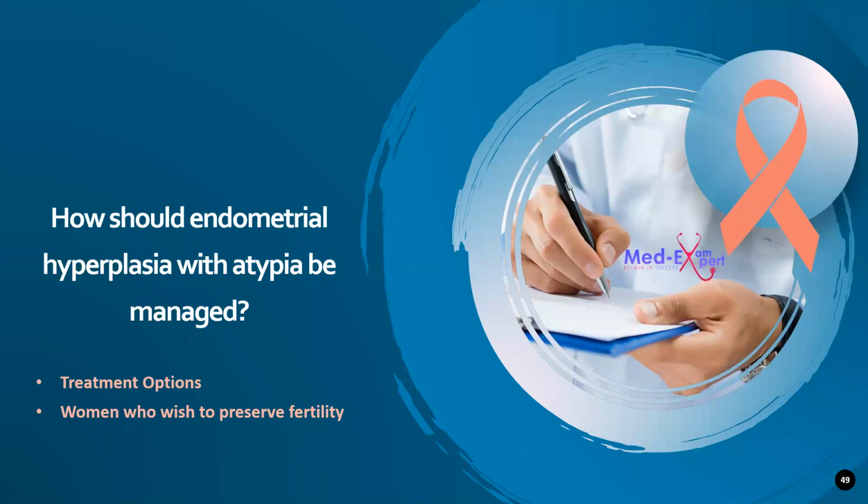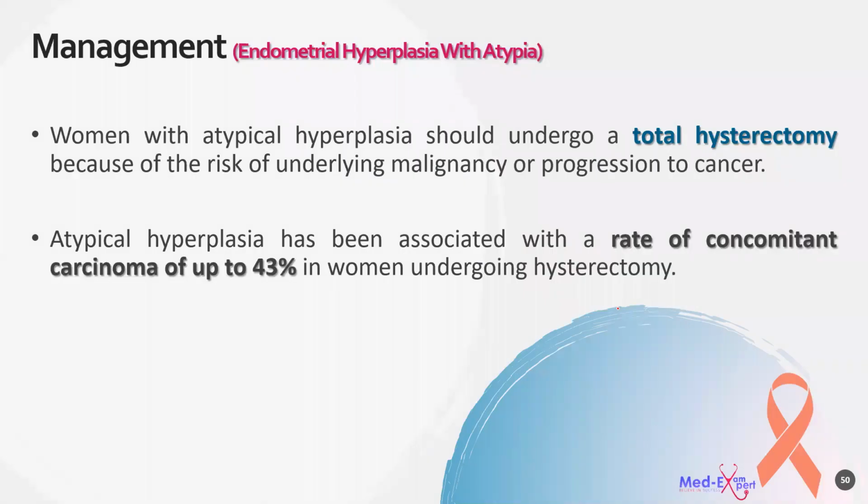Now, let's talk about the cases associated with atypia. What are the treatment options? And what about women who wish to preserve their fertility? Of course, the first thing we are all going to think about is that the treatment option in cases of endometrial hyperplasia with atypia is surgical management because of the high risk of progression to cancer.